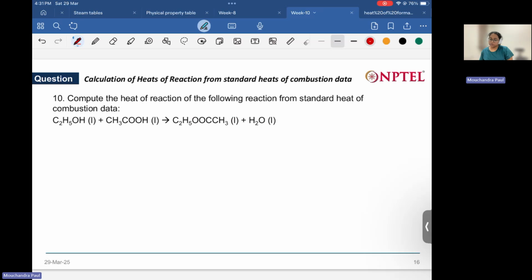Now here in this particular question, we have to compute the heat of reaction of the following reaction from standard heat of combustion data.